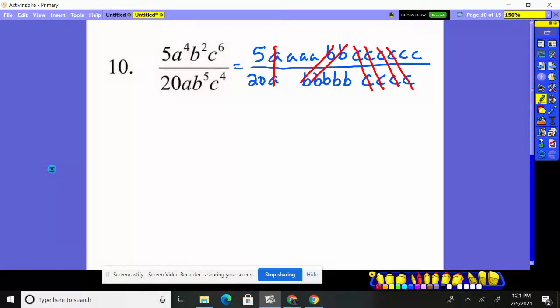What about the 5 and 20? Well, with numbers, we need to simplify that fraction 5/20ths. Both 5 and 20 can be divided by 5, so that will become 1. That becomes 4. Now let's just clean it up.